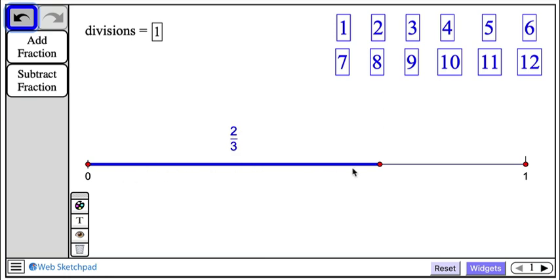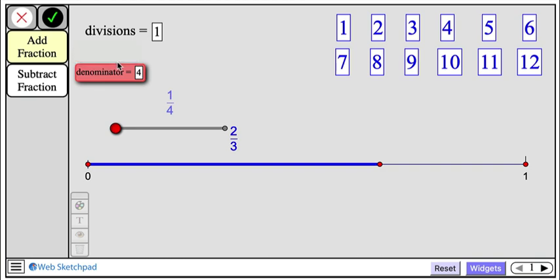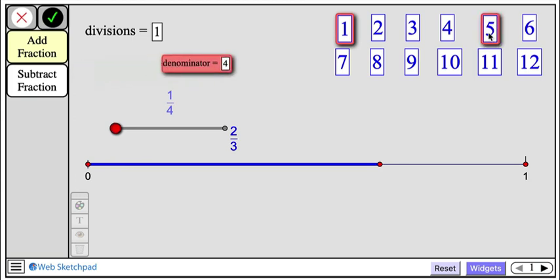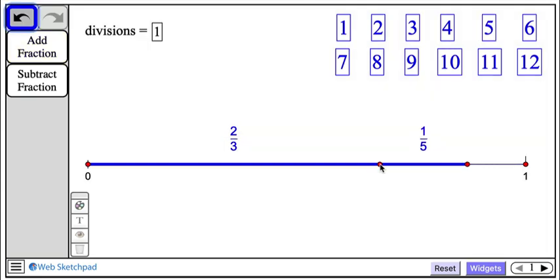To continue, I'll add 1/5 to this 2/3. I'll again tap Add Fraction, and my numerator will be 1, and my denominator will be 5. So here's 1/5. I'd like to add that to 2/3, so I'll tap on the right endpoint of 2/3 to attach these together. So here, this point represents the sum of 2/3 and 1/5.